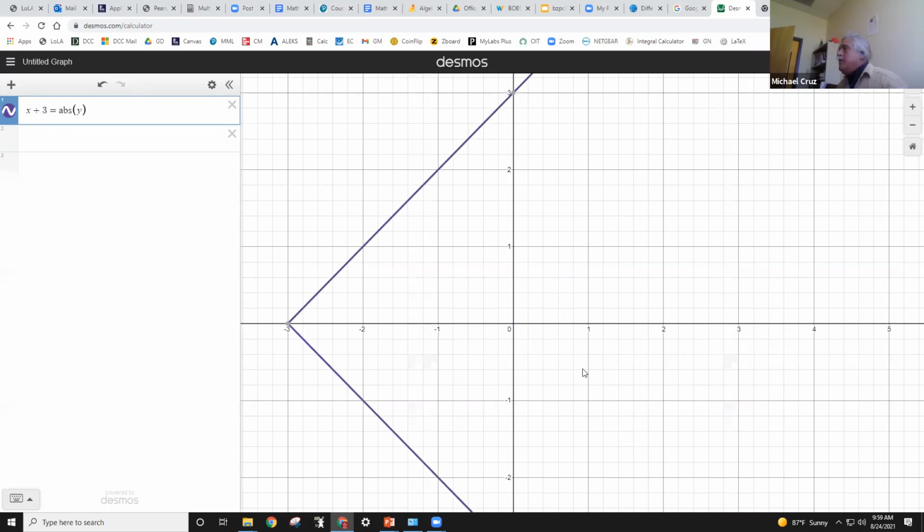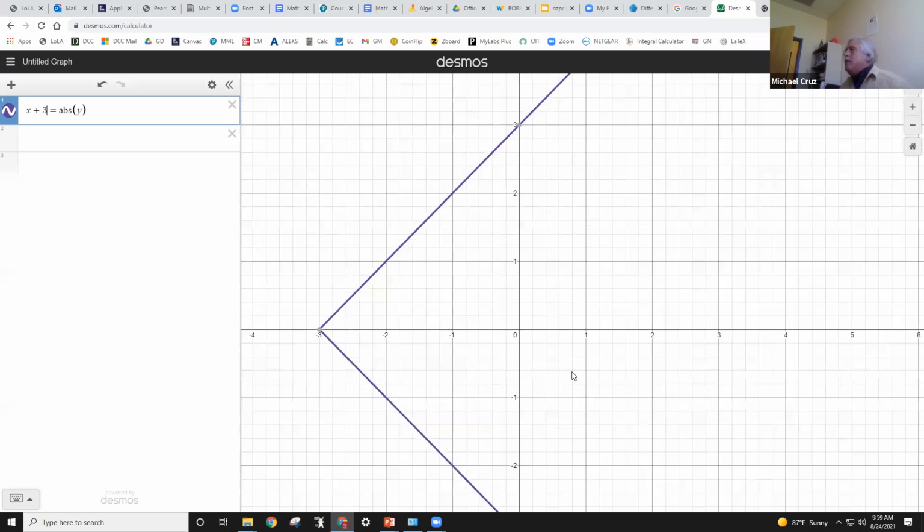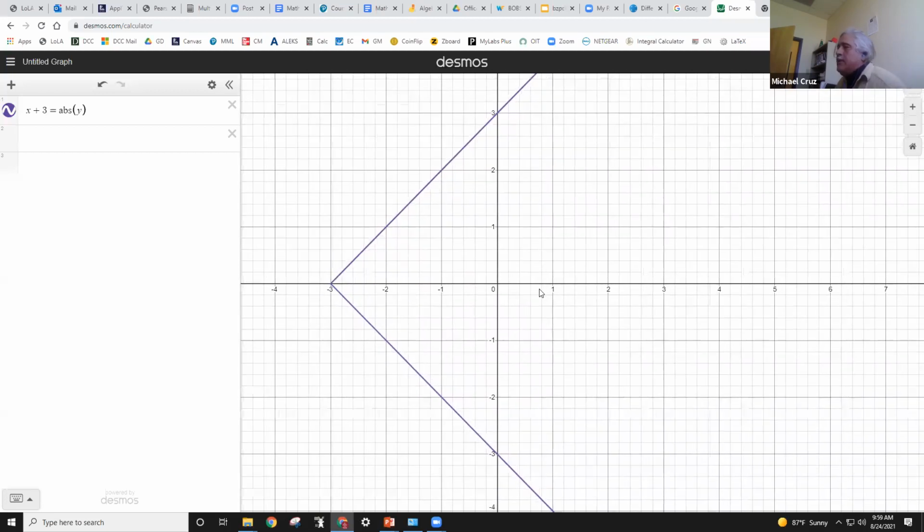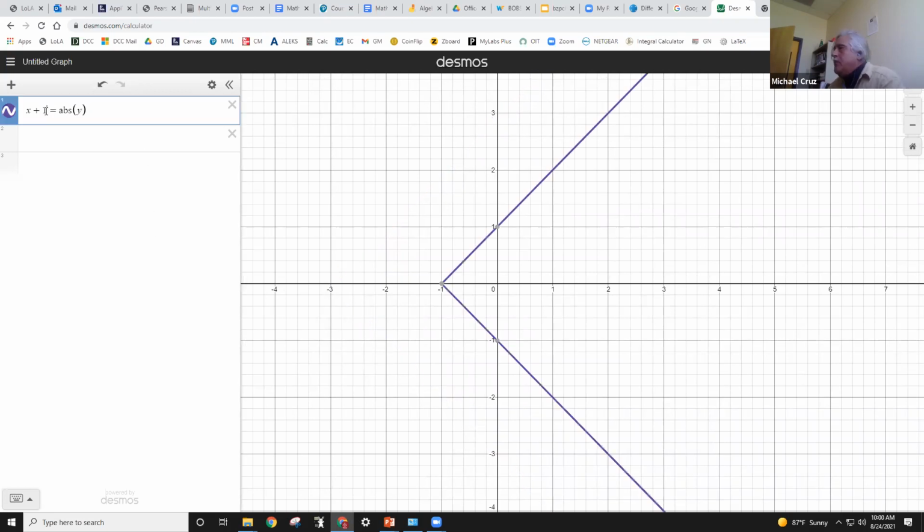All right. So here's one. As we established before, this is not a function. Let me try to do something else. Make it shorter. There we go.